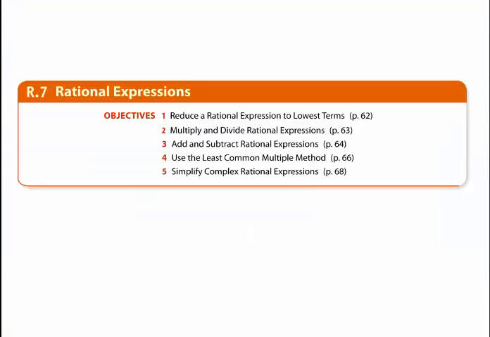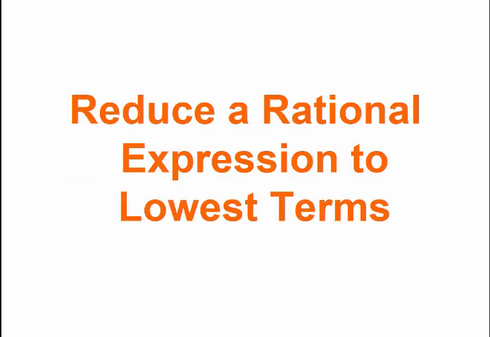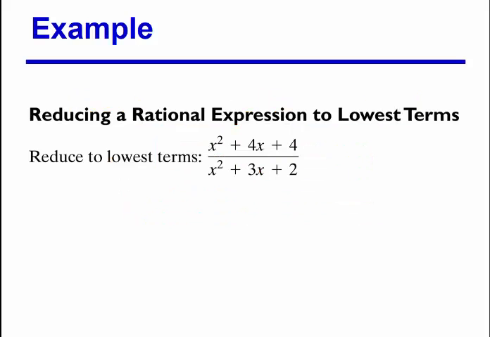So in this section, these are the objectives that we're going to do. We're going to talk about rational expressions. We're going to multiply and divide rational expressions, add and subtract. We're going to use the least common multiple method and then simplify complex rational expressions. So the first one is reduce a rational expression to lowest terms.